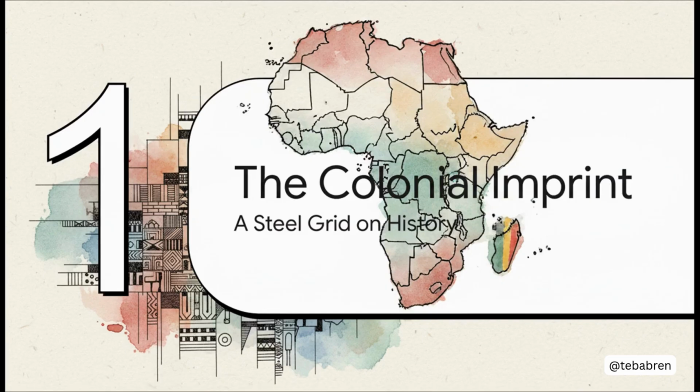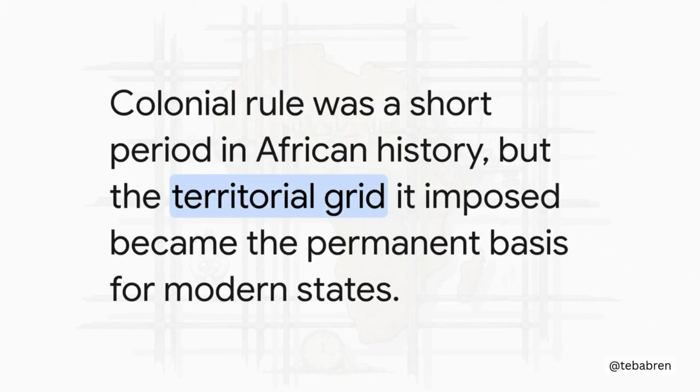It imposed what our source here calls a steel grid of territories that became the absolute foundation for the modern African state system. And this is where it gets really wild. Think about it. Colonial rule itself was a pretty short blip in the grand scheme of African history, less than a century in most places. But the states it created have been incredibly durable. In fact, most African nations today don't have a direct pre-colonial version of themselves. They are entirely products of this very short, very intense period.